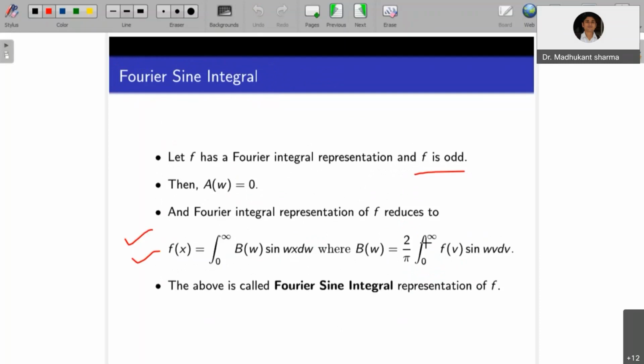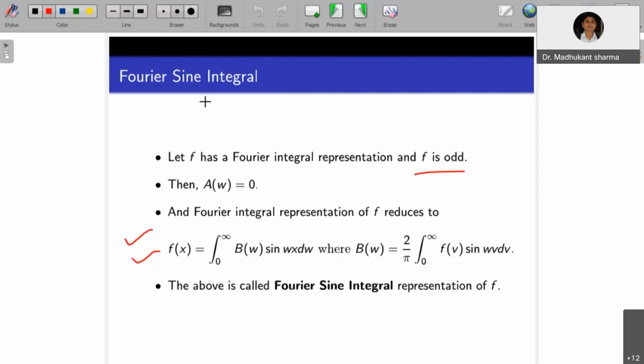You can go back and check those videos. There we have seen one or two examples for finding the Fourier sine integral and cosine integral representation. Now let's come to our business, that is the transform technique.